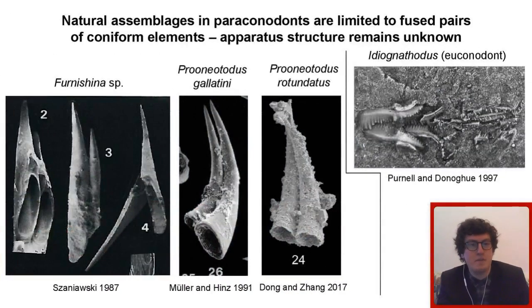However, paraconodonts are quite poorly understood from a paleobiological perspective. That's because, unlike euconodonts, no body fossils of paraconodonts have been uncovered, and any natural assemblages of elements are limited to fused pairs of coniform elements, which is in stark contrast to natural assemblages we see in euconodonts. For example, the one on the right, where we see basically an articulated apparatus. So as a result, the apparatus structure of paraconodonts is completely unknown, and this directly hampers our understanding of the paleobiology of these animals.